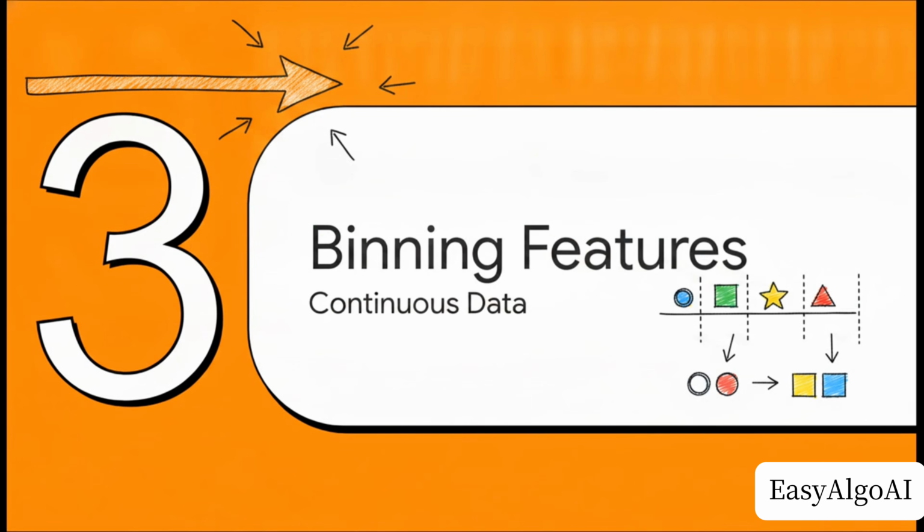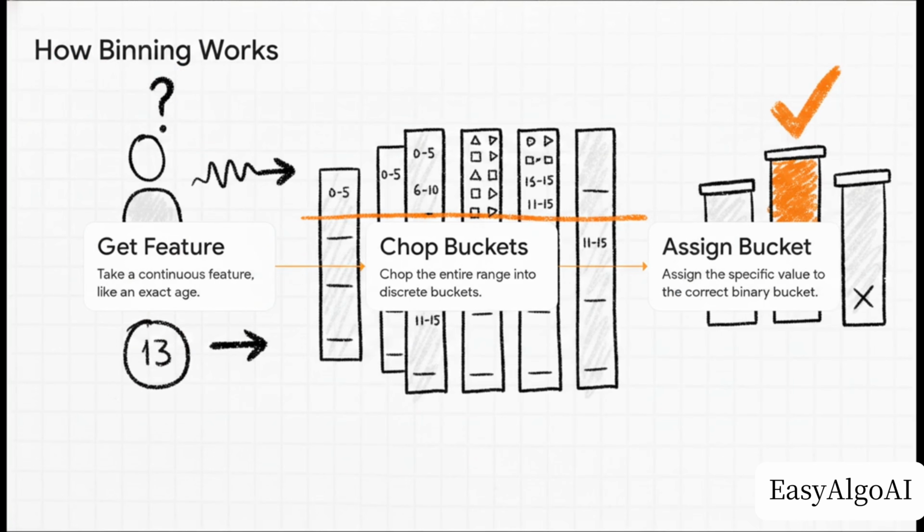Next up is Section 3, Binning continuous features. Interestingly, this is the exact opposite of what we just did. Now we're taking a continuous numerical feature and turning it into a categorical one. First, you take a continuous feature, let's say an exact age, like 13. Next, you chop that entire age range into discrete logical buckets, say 0 to 5, 6 to 10, and 11 to 15. Finally, we assign our specific age to the correct binary bucket. Since 13 falls squarely into our third bucket, age bin 3 becomes 1 and the others are set to 0. Just like that, we've successfully translated a wild, highly variable number into distinct, manageable categories.